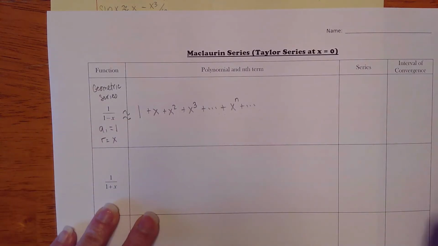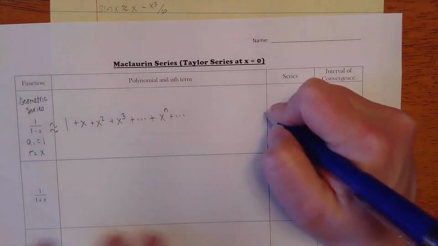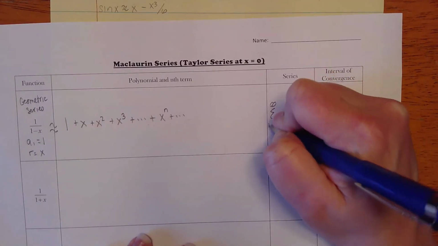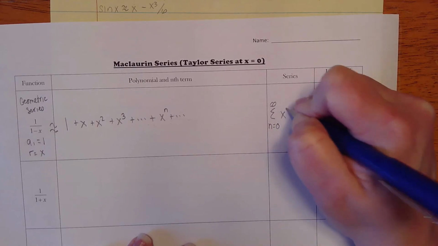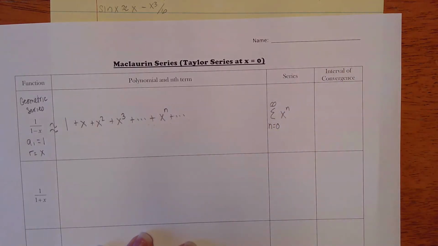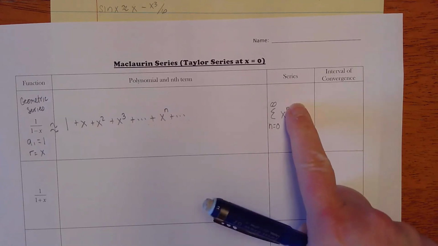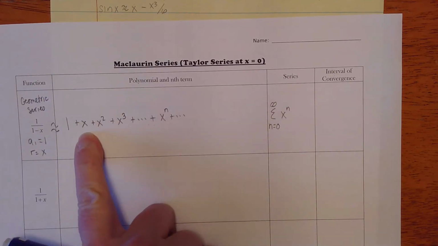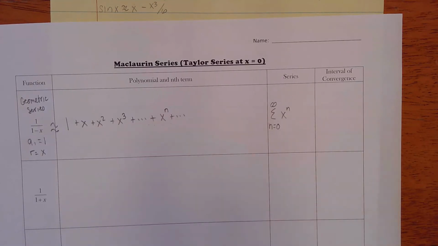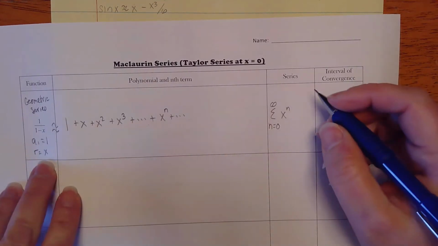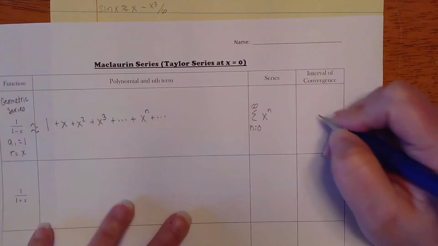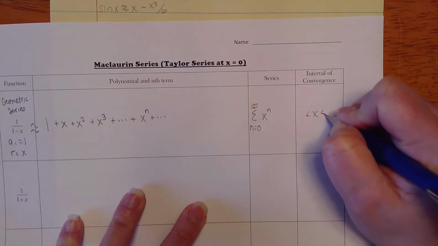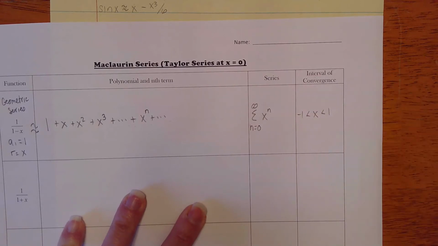Now writing this as a series. Okay, and I just did a quick check in my head. If I plugged in 0, I get 1. If I plug in 1, I get that term, and 2, and 3, and so on. Remember the interval of convergence for your ratio is -1 to 1.